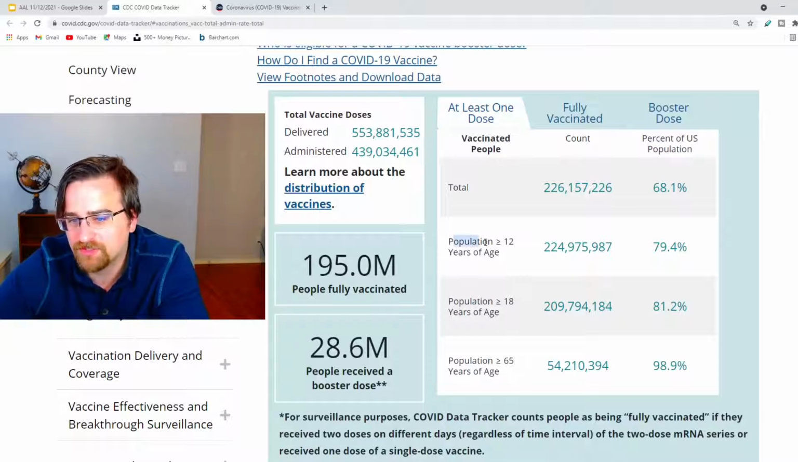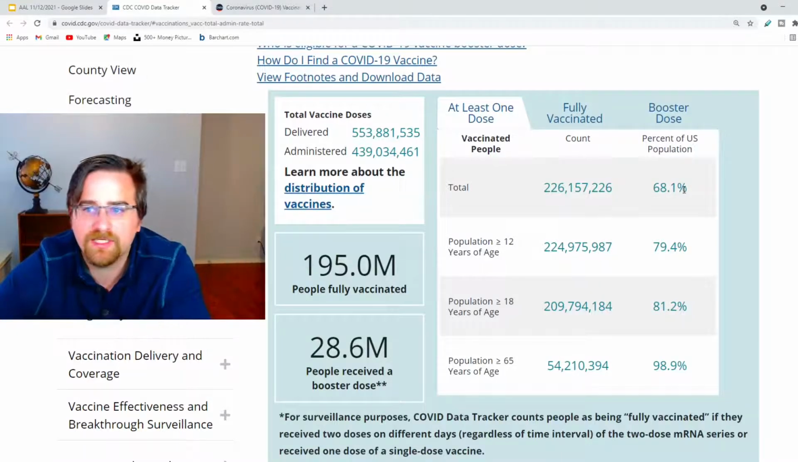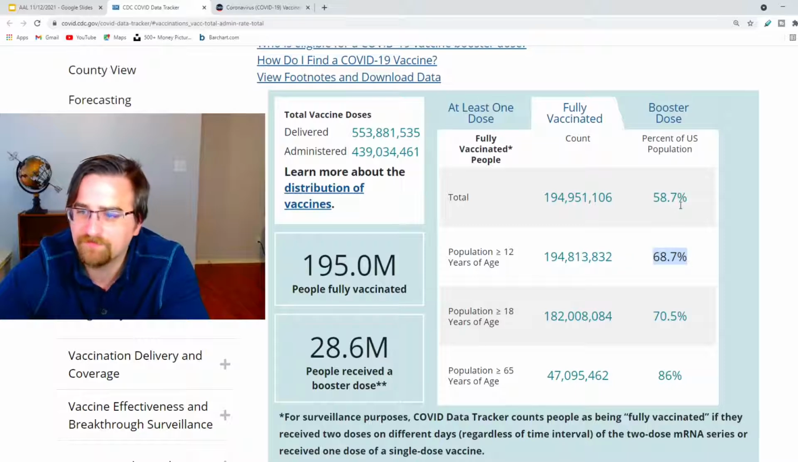On the population greater than 12, 79%, not much lower, right? So still really, really good. Total 68%, just like we said earlier. Very, very close to what Our World in Data shows as well. Looking over to fully vaccinated, these numbers are slightly lower: 86, 70, 60, or 70, and 58%.